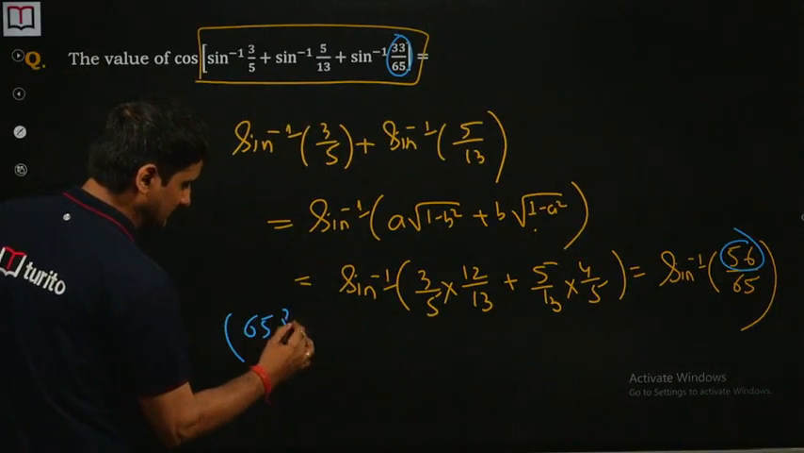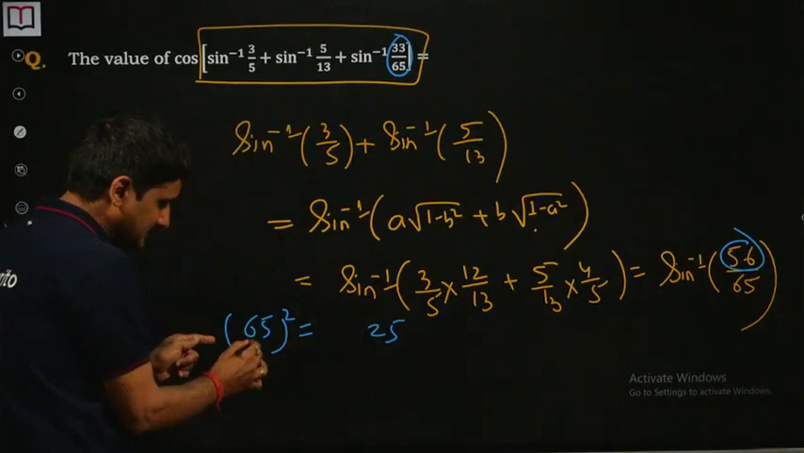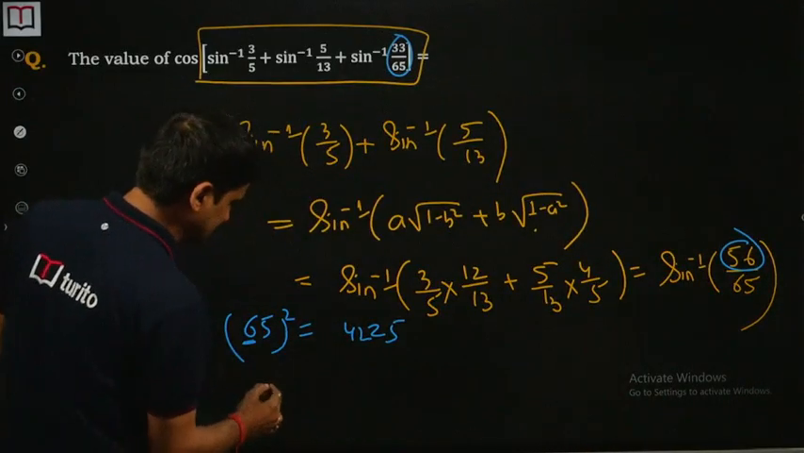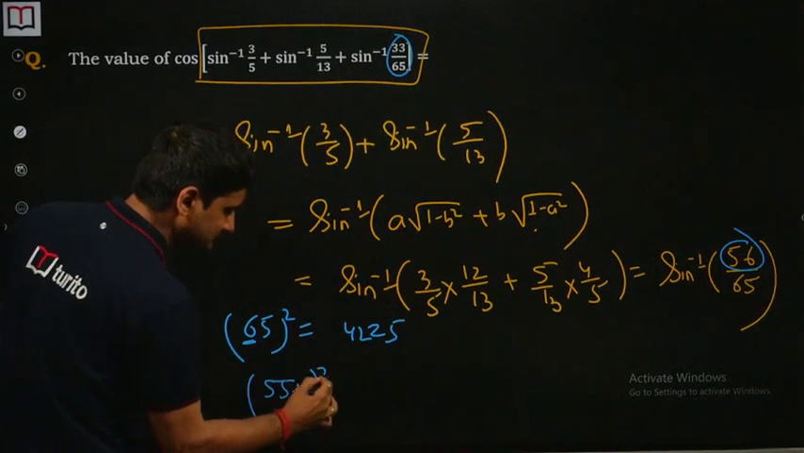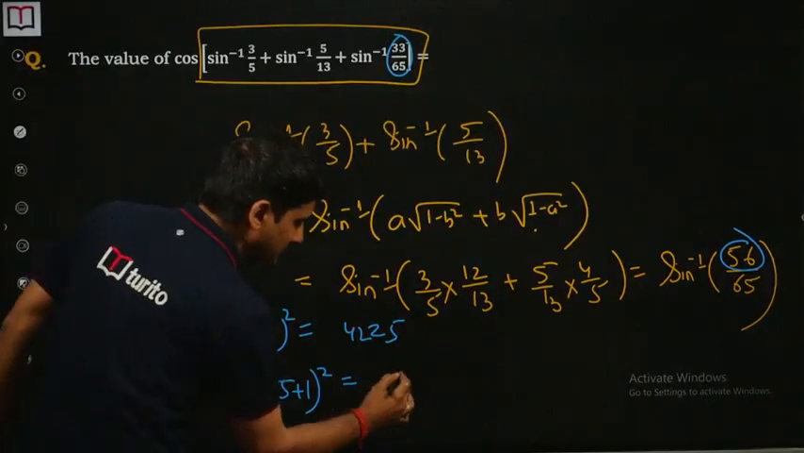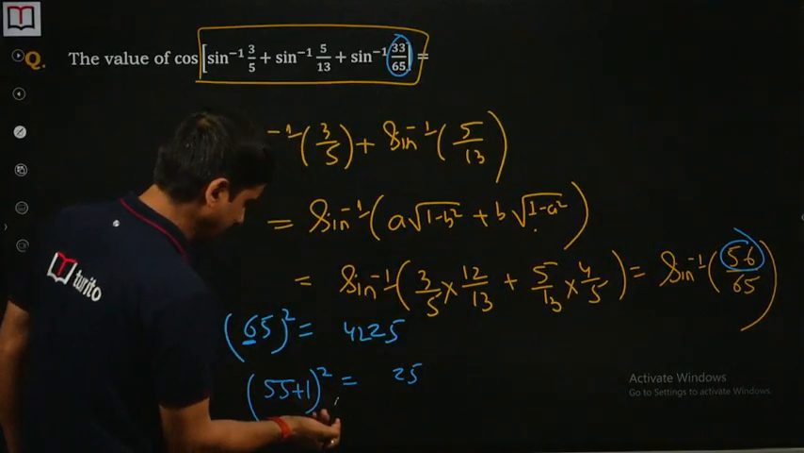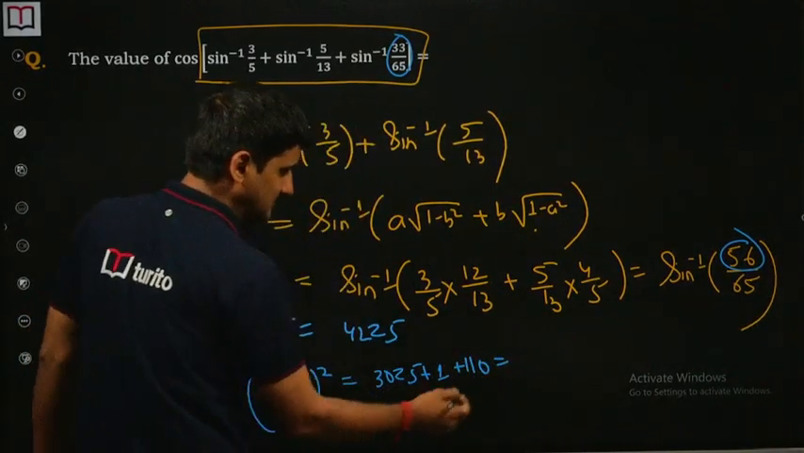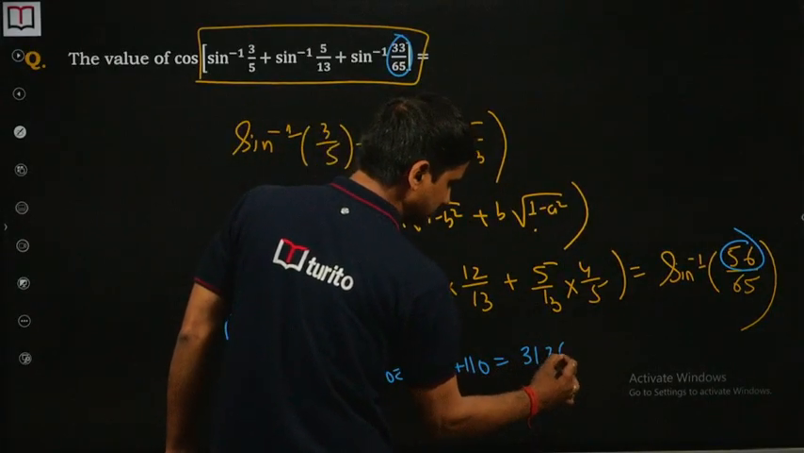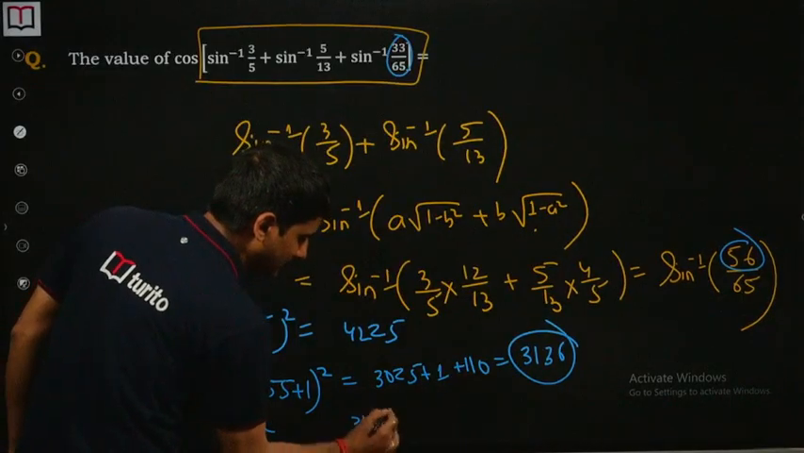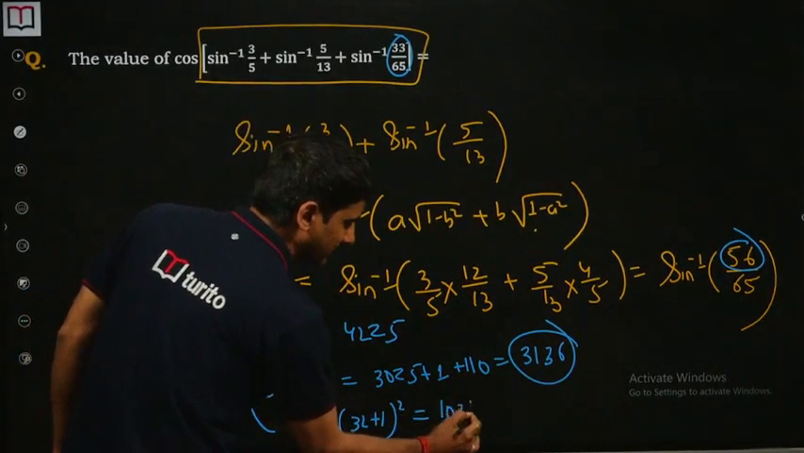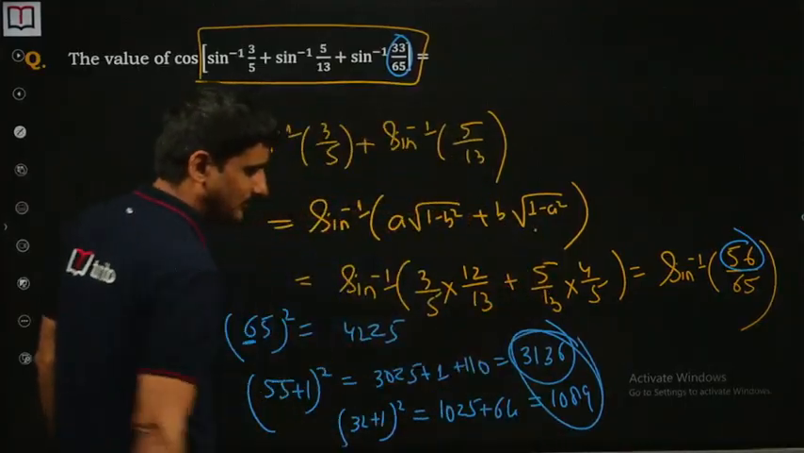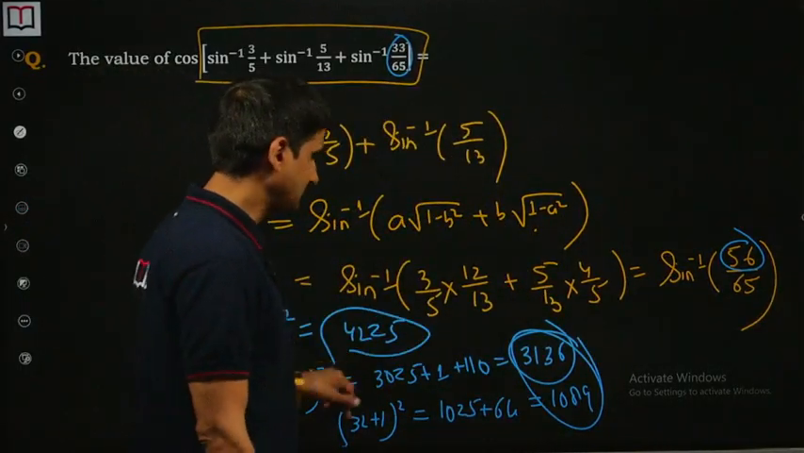So 65 whole square. So what's the trick? So it's 25, and then 6 whole square is 36. Similarly 56 whole square. If I have to do it, I will do it like this. Again, 55 whole square is 3025, plus 1 plus 110, how much is it? So 3026, so 3136. And then 32 plus 1 whole square. Why? Because 32 whole square we know is 1024 plus 64, so it's 1089. Add them. So right, we got it. So that's it. They are a Pythagorean triplet.